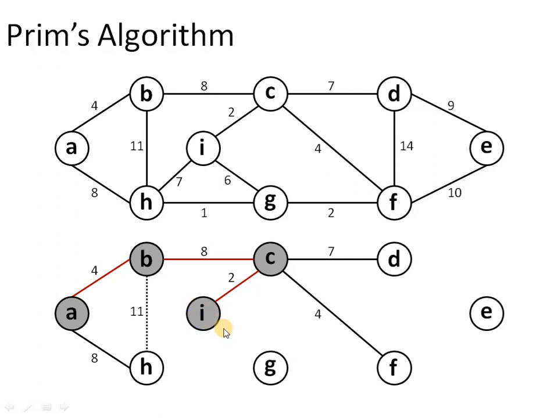Now from I we can reach H, weight 7, or G, weight 6. So there is no connectivity to the vertex G so far, so we will keep this. However, now we have a lower value corresponding to vertex H, so we will overwrite this 8 with I to H, 7. So now we can pick H via 7, G via 6, F via 4, and D via 7.